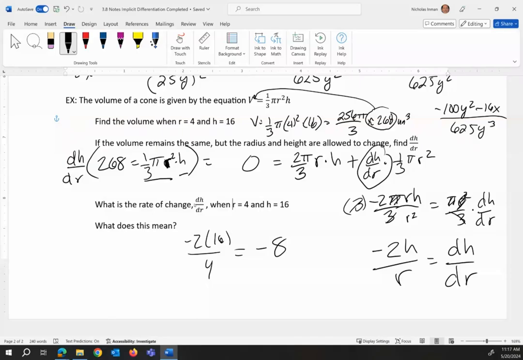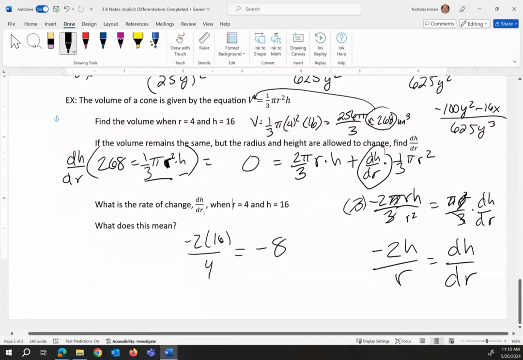If I have a smaller radius, it means my r is going to get smaller, then my h is going to have to get much bigger to accommodate for it. It is not a proportional radius, it is proportional change there. But that relationship there, when r is 4 and h is 16, is -8. A small increase in r is going to make a big decrease in the height of that cone.